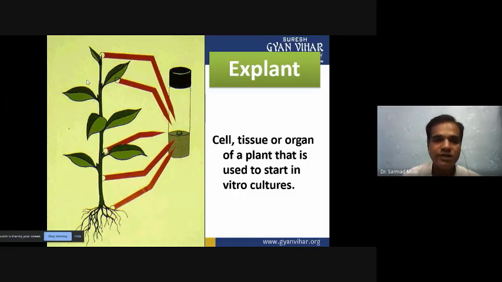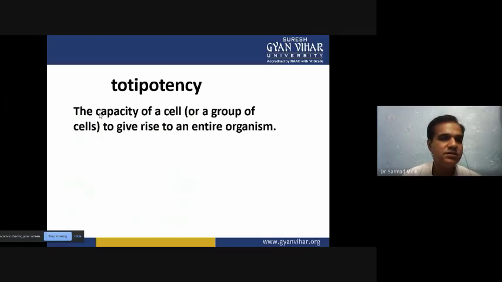So virtually any part of the plant we can take and propagate as a healthy plant. Now the next term is totipotency. We already discussed this. Totipotency is the capacity of a cell to give rise to an entire organism.